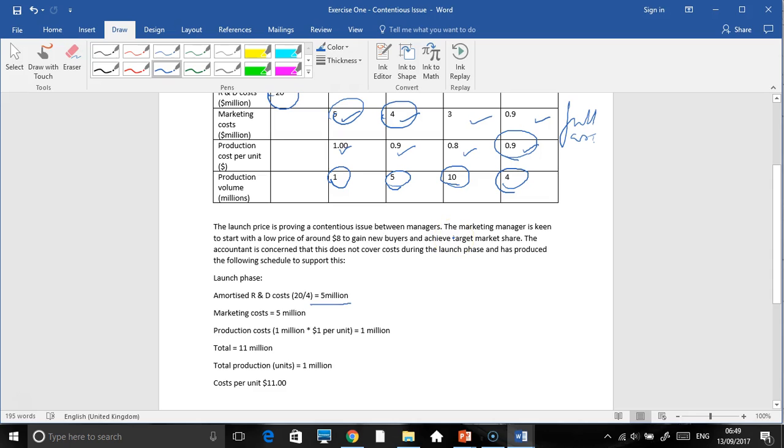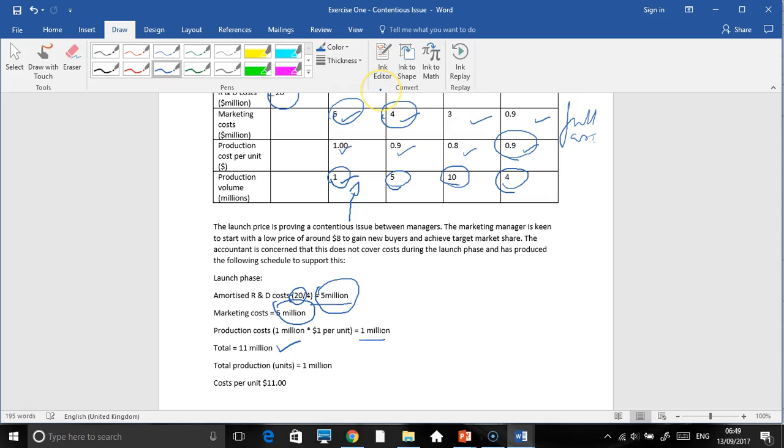It's cost us, sorry, it's 20 million to do the development. Over 4 years, I'm going to amortize, or depreciate. So I'm going to say this is a depreciation cost of 5 million. I'm going to pick the marketing cost for the first year because he's looking at this period alone. And then he says, well, these are the production costs of 1 million. And so he's arrived at 11 million.